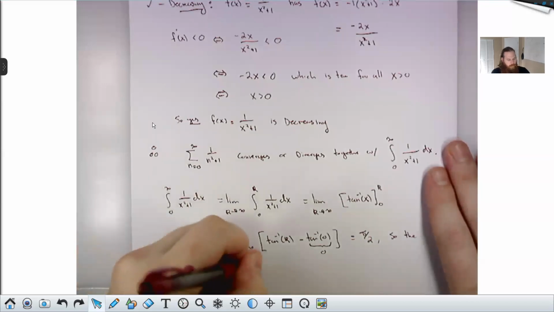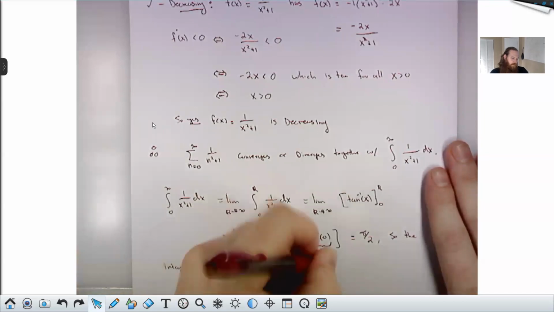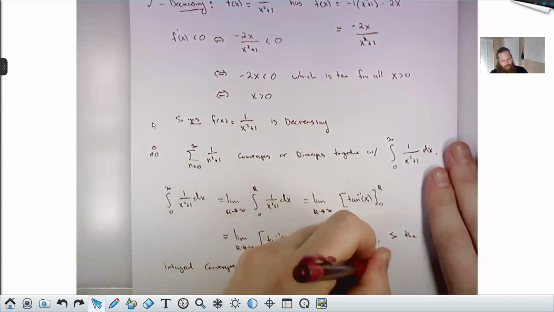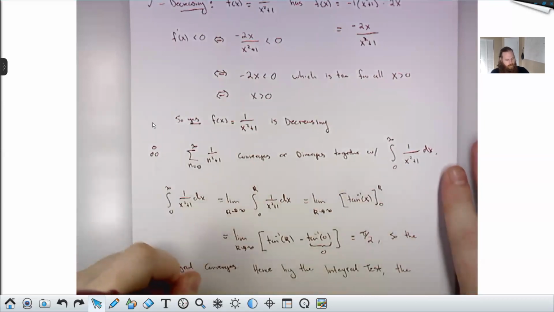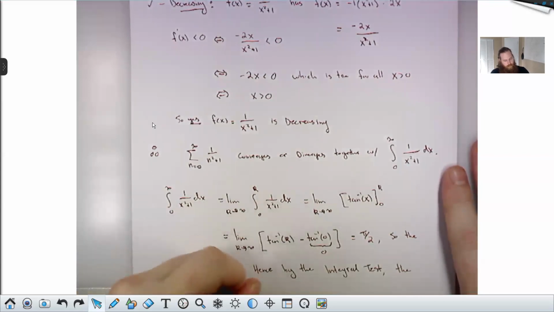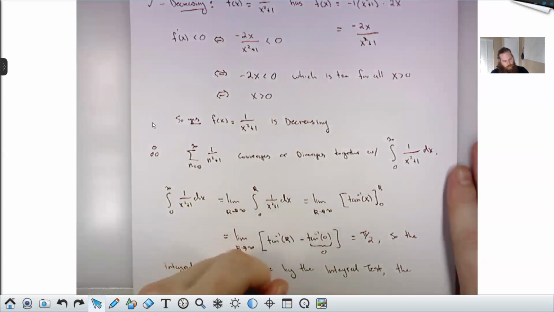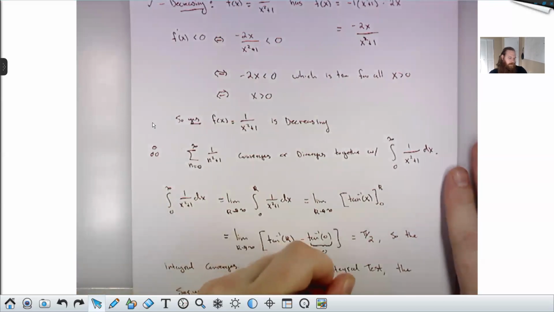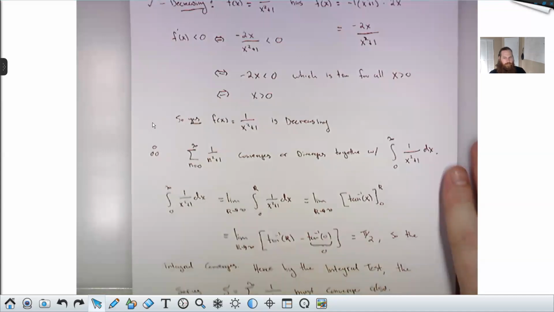So we say hence, by the integral test, the series S equals sigma n from 0 to infinity 1 over n squared plus 1 must converge also.